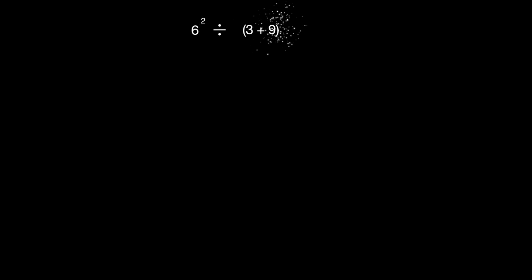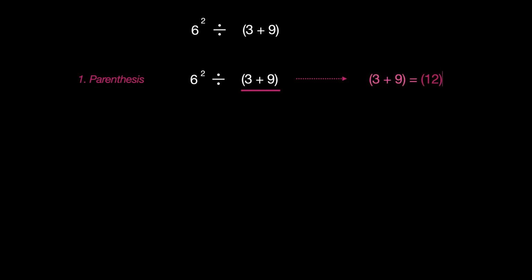We're going to have 6 squared divided by (3 plus 9). First, PEMDAS, parentheses first. So we're going to solve what's in the parentheses. 3 plus 9 equals 12. So 12 is what's in the parentheses. Now we have 6 squared divided by 12.